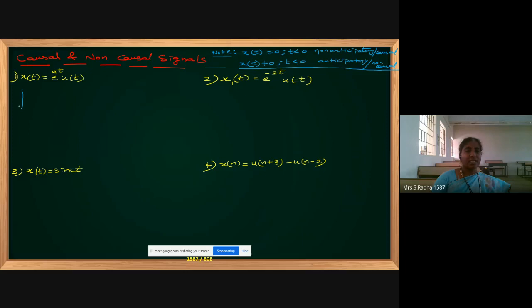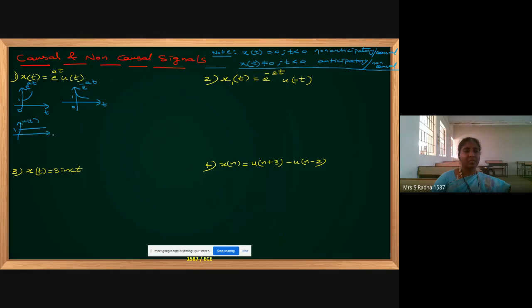E power plus at means it is an increasing exponential. E power minus at means it is a decreasing exponential. So, increasing exponential, decreasing exponential. But in our given question, the first diagram holds good. You have to multiply this with u of t. U of t means height is 1.